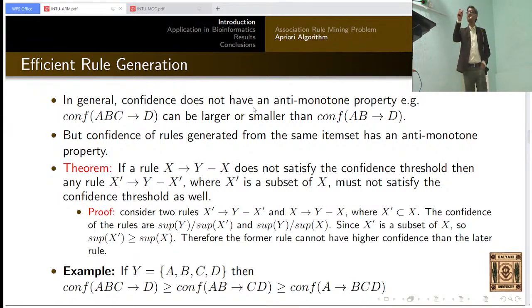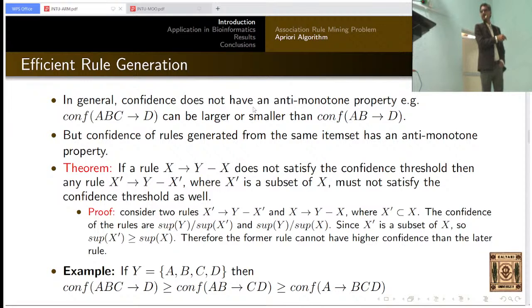You see that what is in the confidence formula? What is in the numerator? For all these rules, the numerator will be support of ABCD. The numerator is the same for all these rules. Where they differ is in the denominator. Here the denominator is support of ABC. Here the denominator is support of AB.